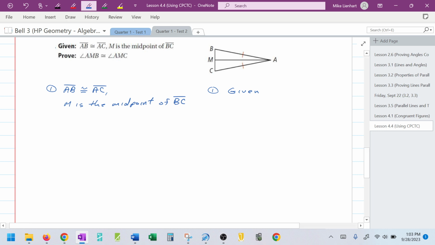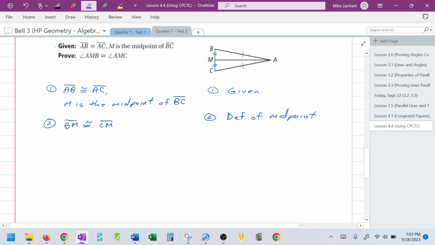Right now, I only have 1 congruency statement. So in this problem, I need to find 2 more congruency statements. I'm going to explore what this M is the midpoint means. So if M is the midpoint of BC, I know that that little piece and that little piece have to be congruent because of the definition of midpoint. So let's write that. BM congruent to CM, and my reason would be the definition of midpoint.